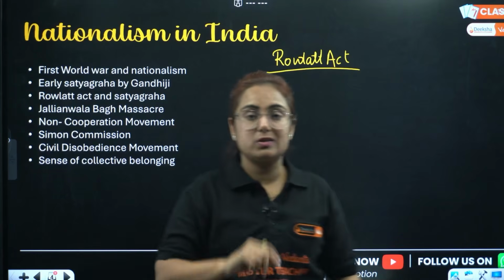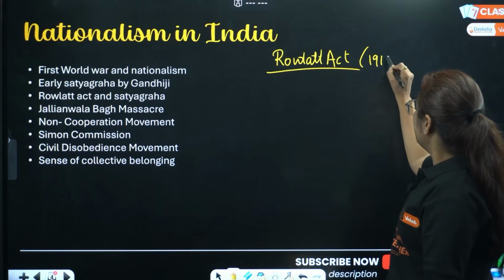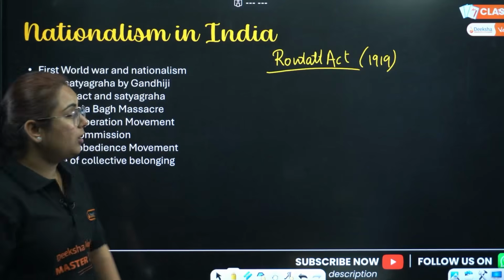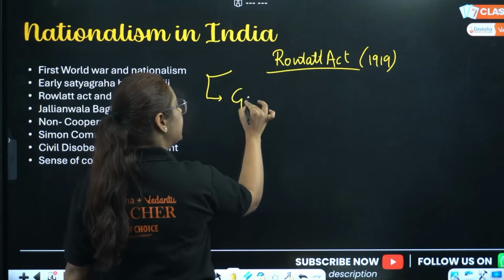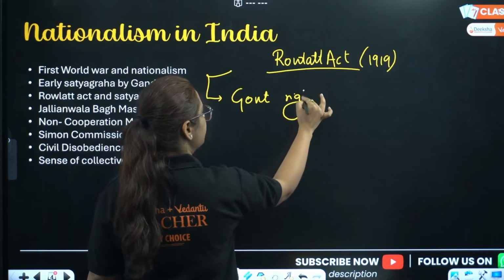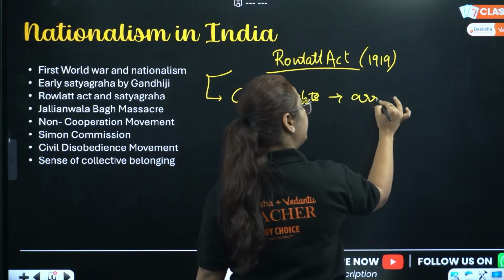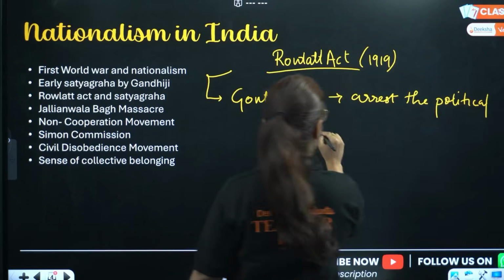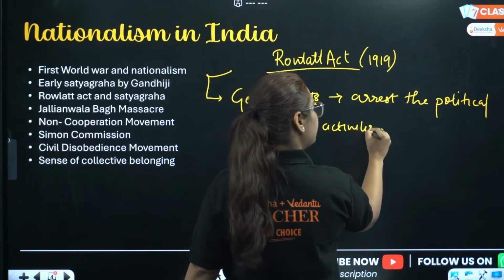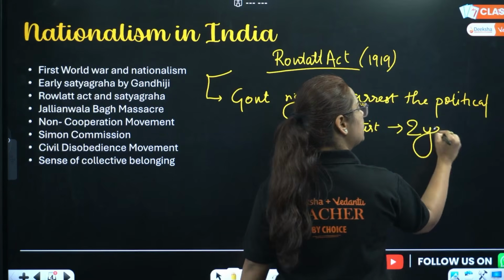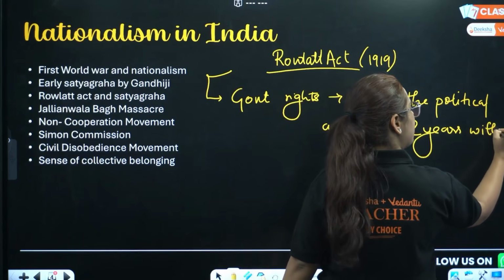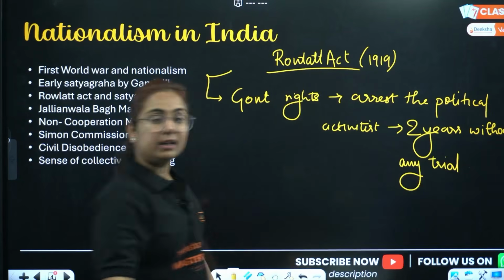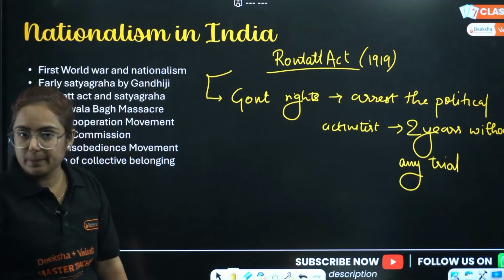So to reduce that, in 1919, Britishers passed an act. Do you know this is known as the Black Act? Why? Because according to this act, they gave the government the right to arrest political activists, pay attention, for 2 years without any trial. Without any trial. This is a problematic act. What happened? People were not happy with this act.